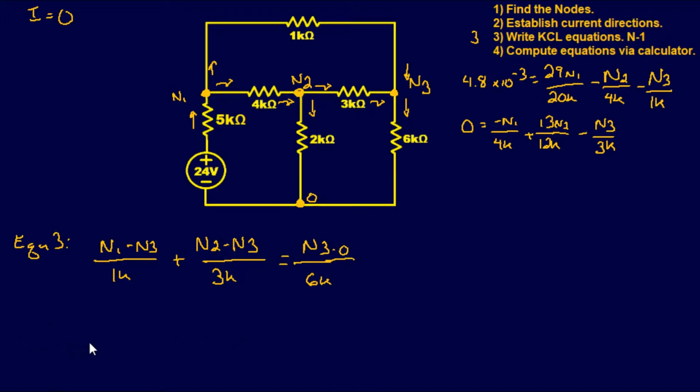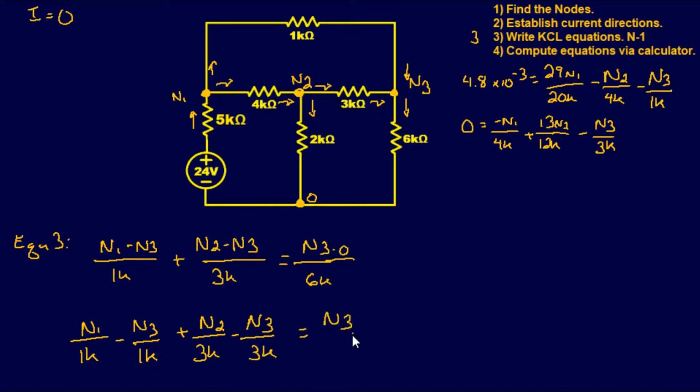Alright, let's simplify this down. So we're going to have node 1 over 1 kilo minus node 3 over 1 kilo plus node 2 over 3 kilo minus node 3 over 3 kilo equals node 3 over 6 kilo. And I just disregarded the term that would come out to be 0 over 6k, so I decided not to write that. Again, save us time. So you see what we have here?